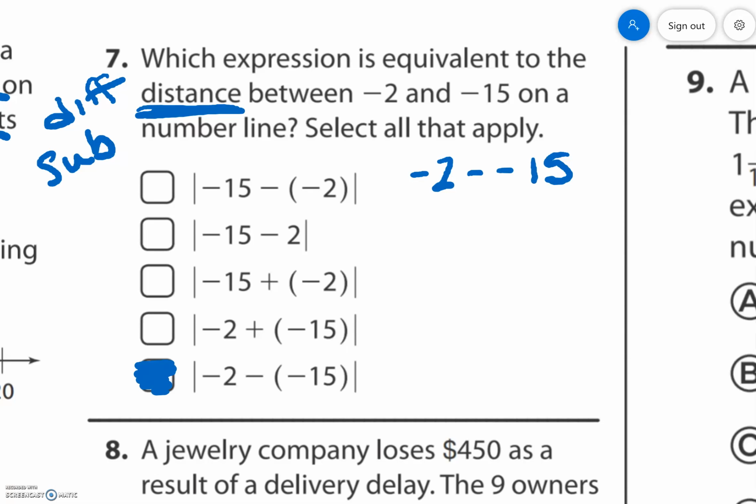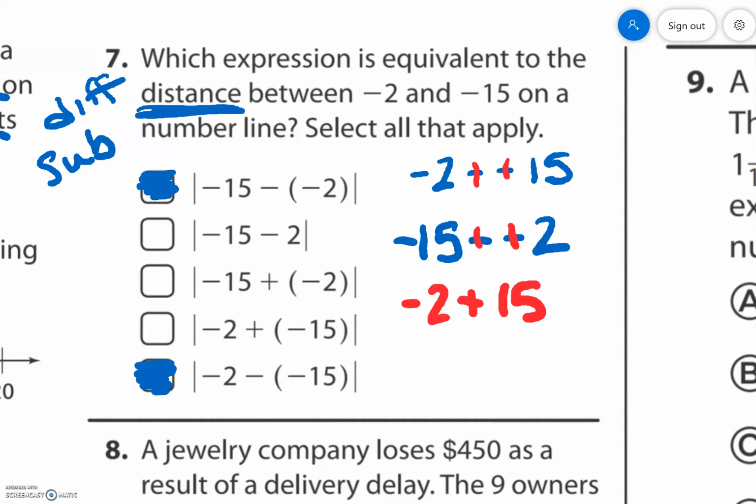But we can also switch the order of the numbers, commutative property, and do -15 minus -2. See if that's any of our answers. Yep, here it is right here. All the rest do not work. You could also see, Miss Justinger, this turns into both positives, but -2 plus 15 is not one of our options, and -15 plus 2 is not one of our options. If they were, then we would pick them.